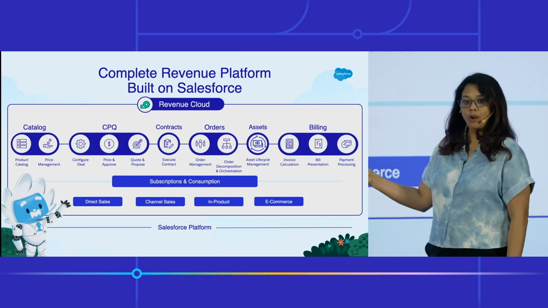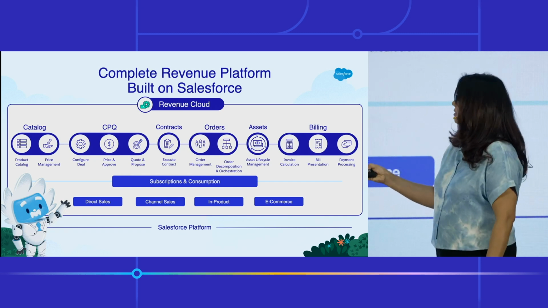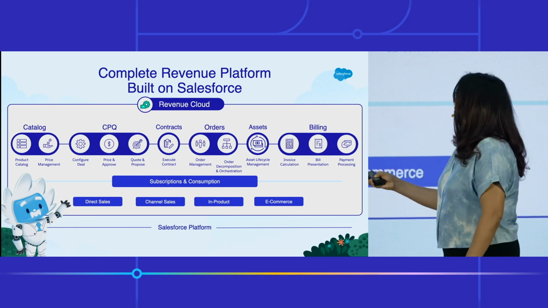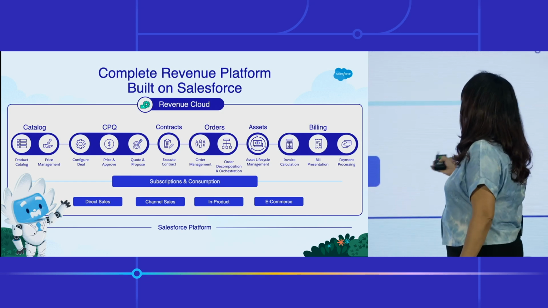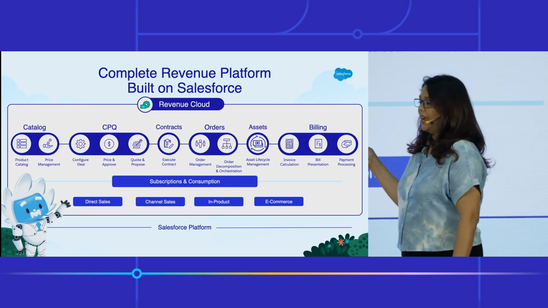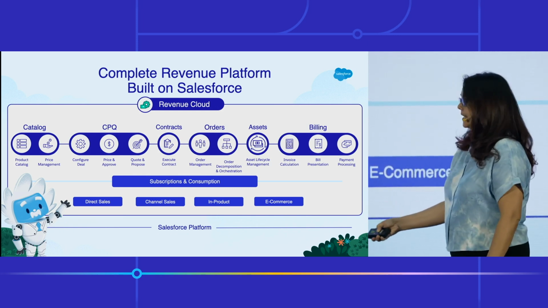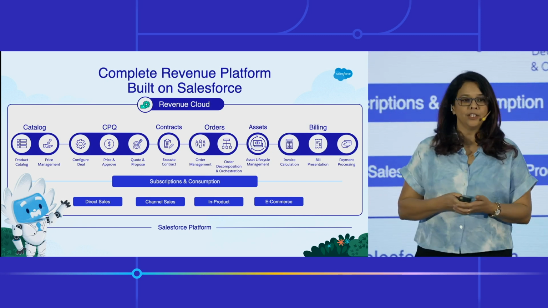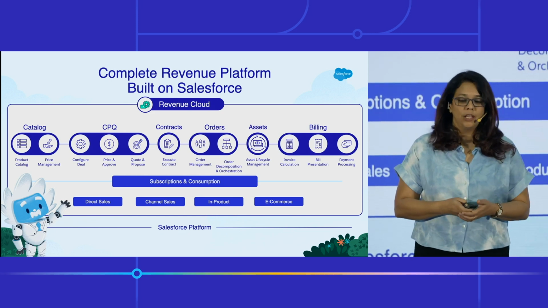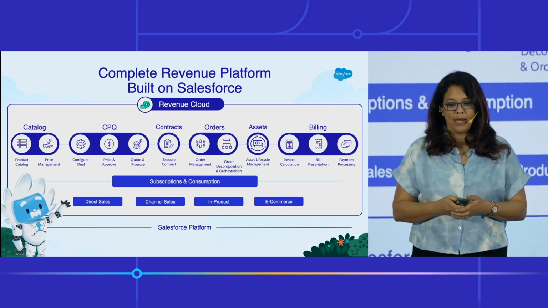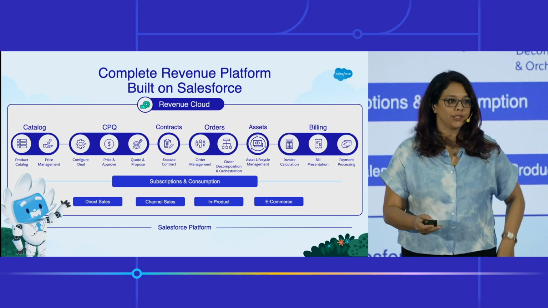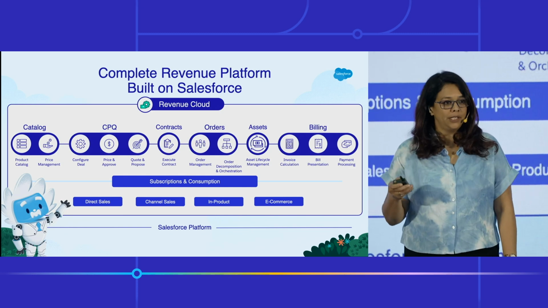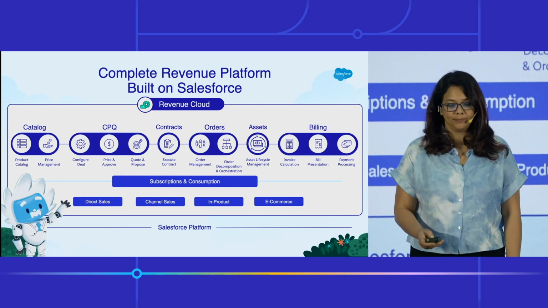With that, we move on to the order management, order orchestration, and asset management lifecycle. And after that is when you come to the billing. And all of this is powered by the Salesforce platform. That means all the automations, AI, and Agentforce is at your fingertips. So this Revenue Cloud platform is built on core Salesforce, so it has the power and scalability of the Salesforce core as well.